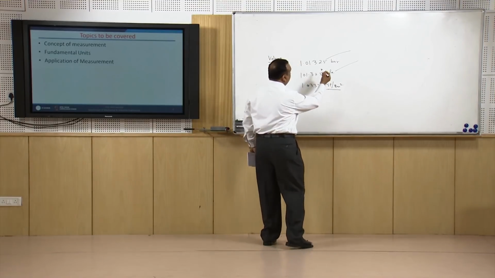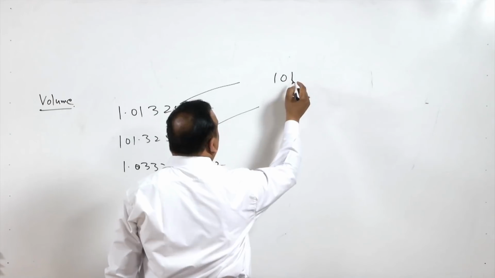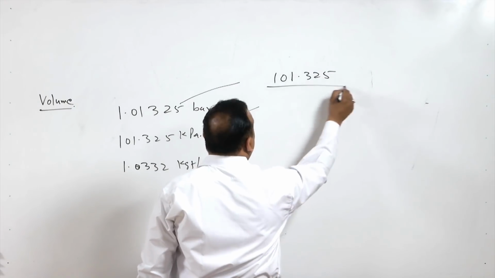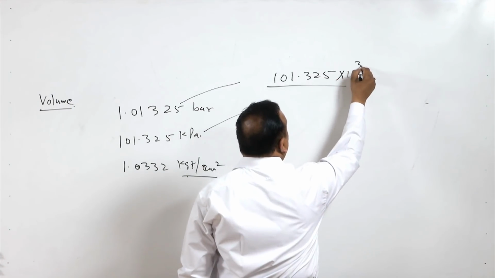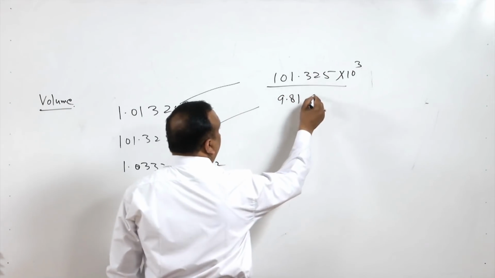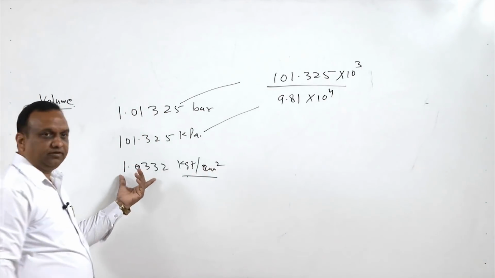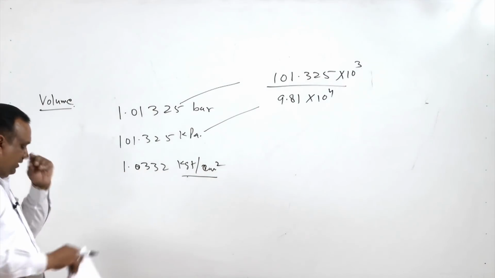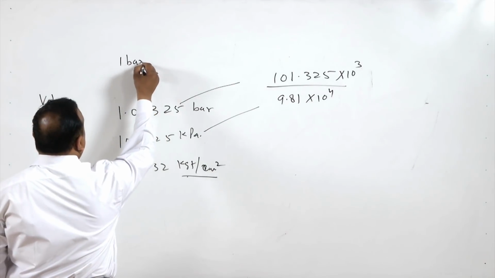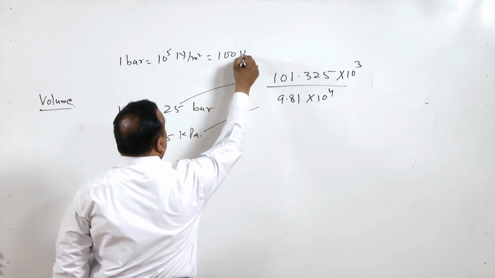So if I want to convert this into kilogram force per centimeter square, so 101.325 kilopascal. So it is 10 to power 3, and divided by 9.81, because this is in centimeter square, this is 10 to power 4. And if we solve this, we will be getting this expression, right? And 1 bar pressure, 1 bar is equal to 10 to power 5 newtons per meter square or 100 kilopascal.